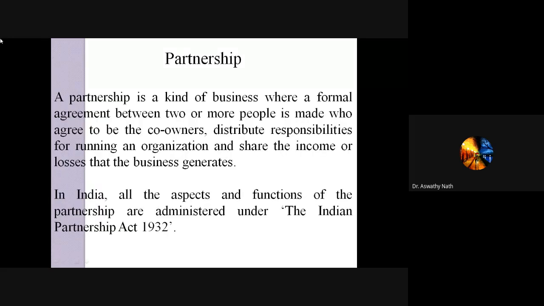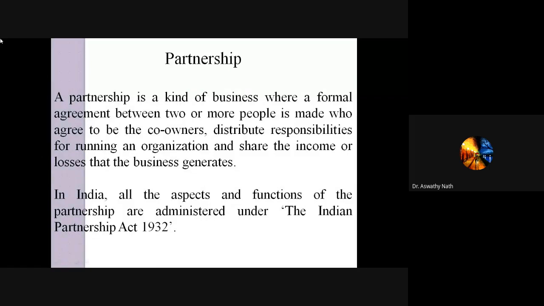So we know there are different types of business we can choose from when we are forming a company, each with its own legal structure and rules. Typically, we have four main types of business, like sole proprietorship, partnership, limited liability companies, and corporation. So, a partnership is a kind of business where a formal agreement between two or more people is made who agree to be the co-owners. And actually, the partnership accounts or partnership firms are administered under the Indian Partnership Act 1932.